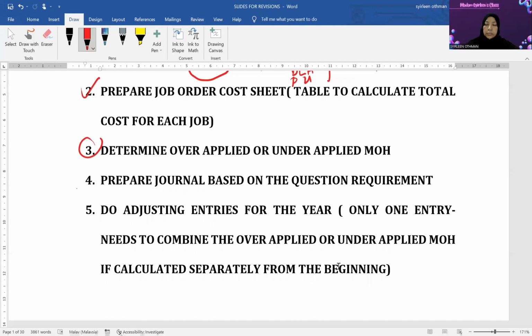But in certain questions, a special, rare case, you need to do the adjusting entries for individual or separated departments. So you need to read the question carefully, because normally the over applied or under applied MOH will be adjusted once. You need to combine all the MOH given in the questions to find the over applied or under applied MOH, then we can make the adjusting entries. So these are the steps that you need to follow.